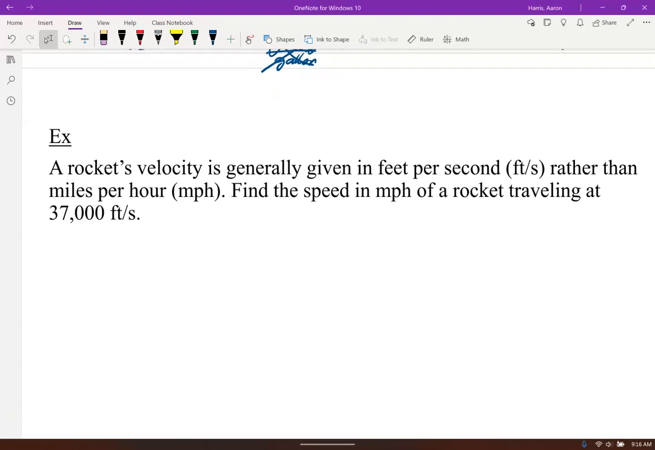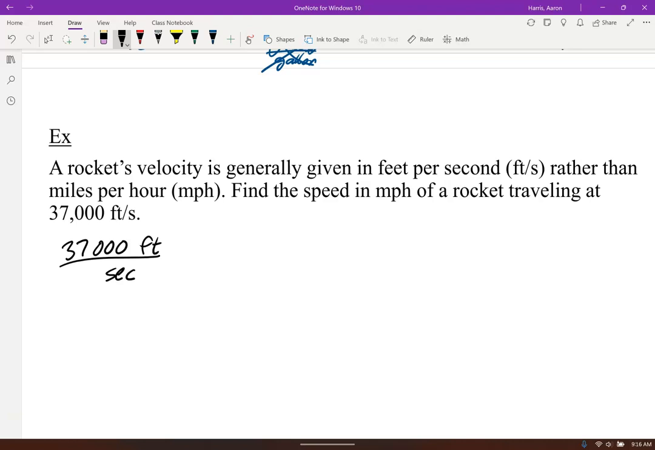Now, with miles per hour to feet per second, or actually the other way around, feet per second to miles per hour. A rocket's velocity is typically given in feet per second. So we've got 37,000 feet per second. What is that in miles per hour?